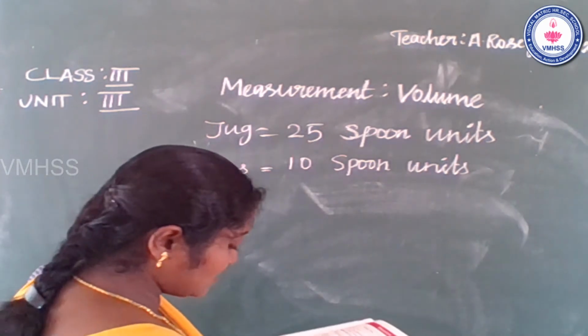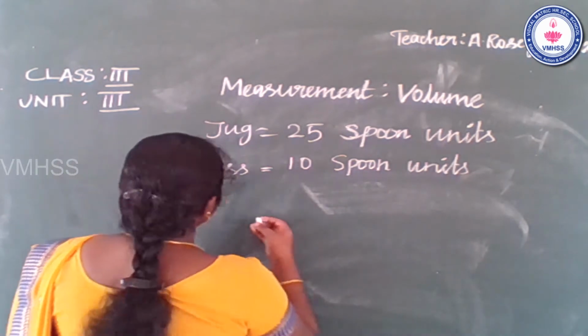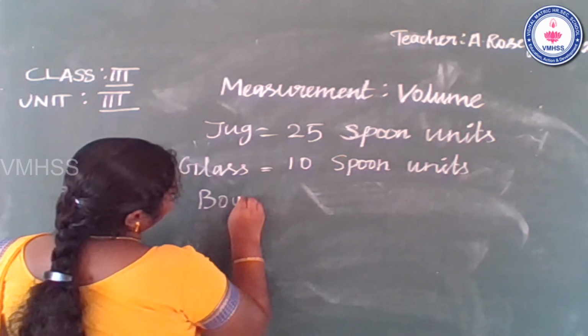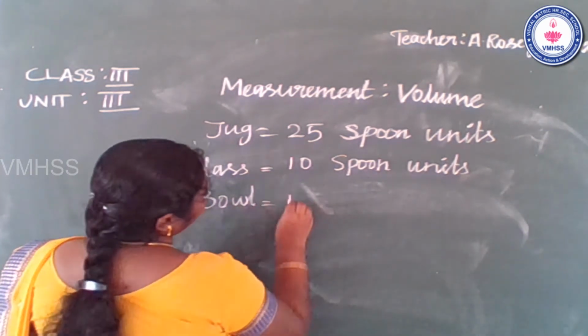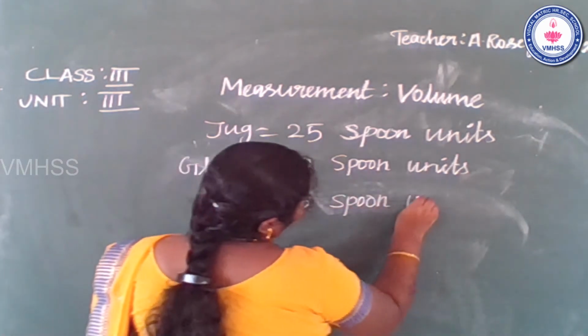Next one, bowl equal to 15 spoon units. Bowl equal to 15 spoon units.